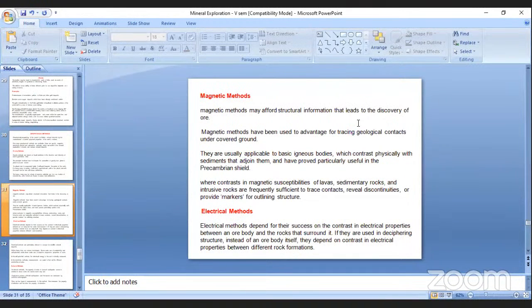And based on this, we are able to identify where the iron deposits were formed, where the heaviest material was formed. There, this magnetic method will be applicable, and these are very useful for identification of different things.